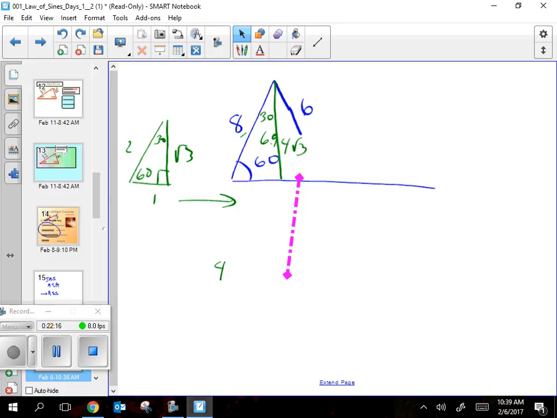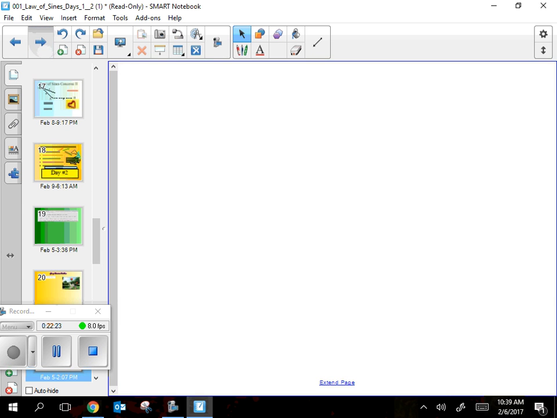Law of sines is the thing for today. So let's go and do some of your homework on law of sines. Everybody find the first one where it says day 1.